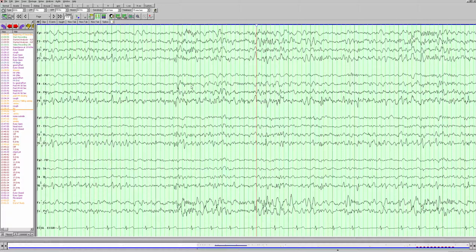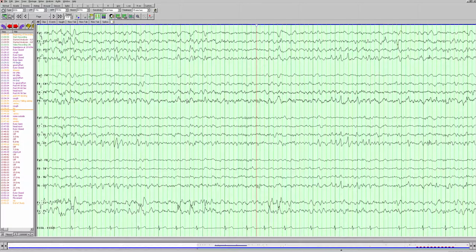Now it's important to look at the location of these because sometimes people look at these and think that this is just posterior dominant rhythm because it's sort of similar frequency. But look at the location. We're seeing this in the parasagittal regions. We're not seeing it in the temporal leads here. And this is not awake background activity. This is a sleep spindle.